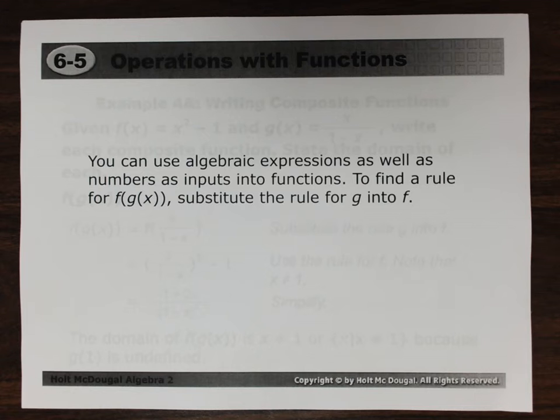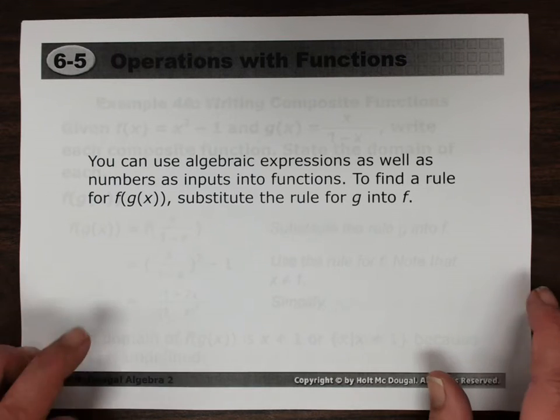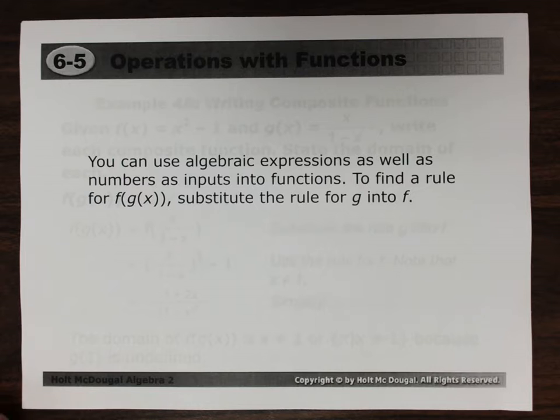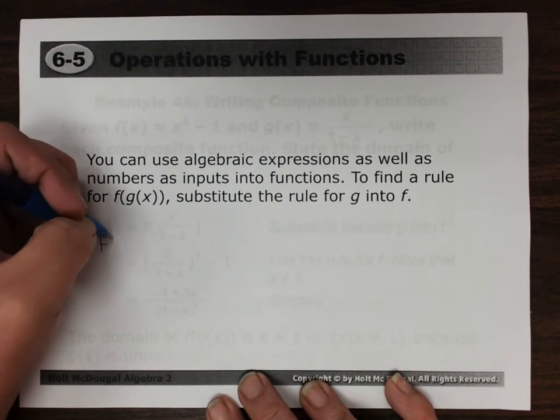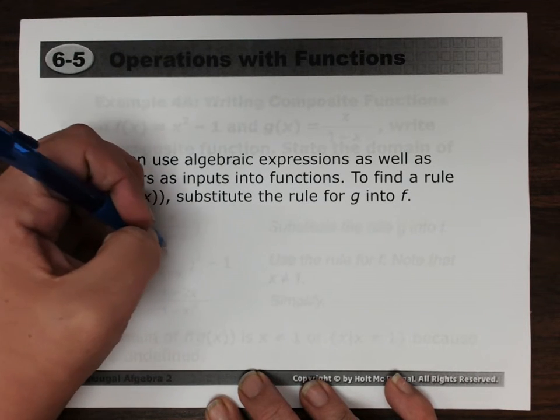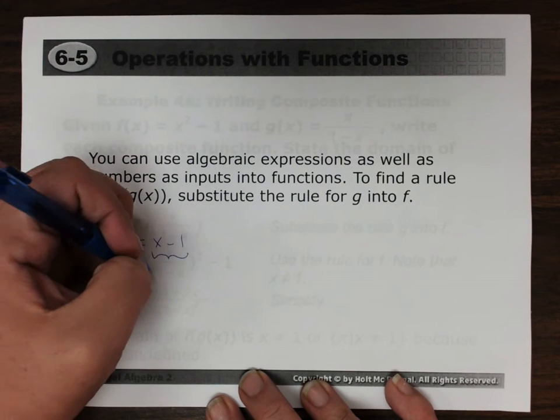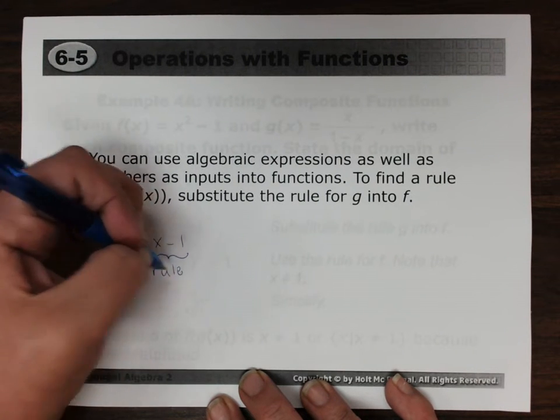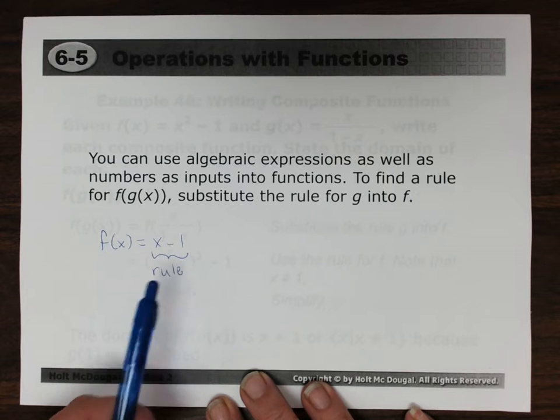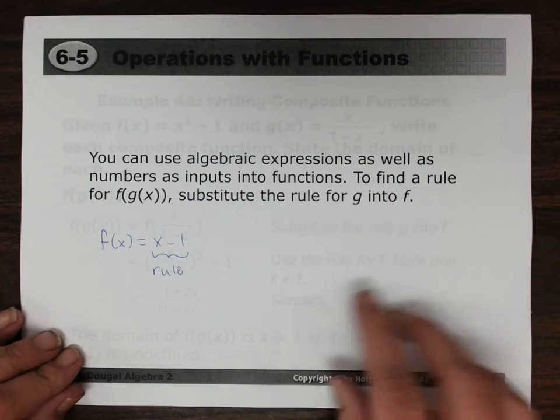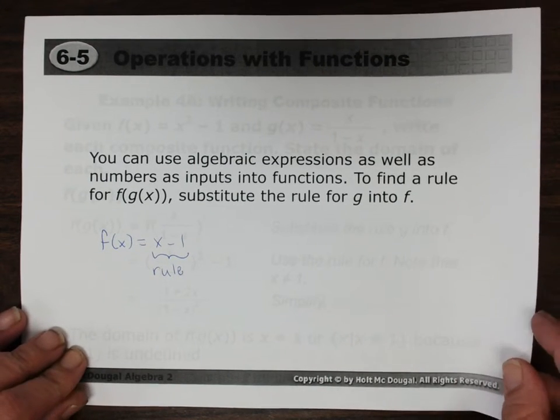You can also use algebraic expressions as well as numbers as inputs into functions. This is what we call finding a rule for f of g of x. We're going to substitute the rule for g into f. And when we say rule, it's really just that little equation. If I have f of x equals x minus 1, this little piece on the side is the rule. I want to put that rule in for x in another equation. So let's look at what that looks like.